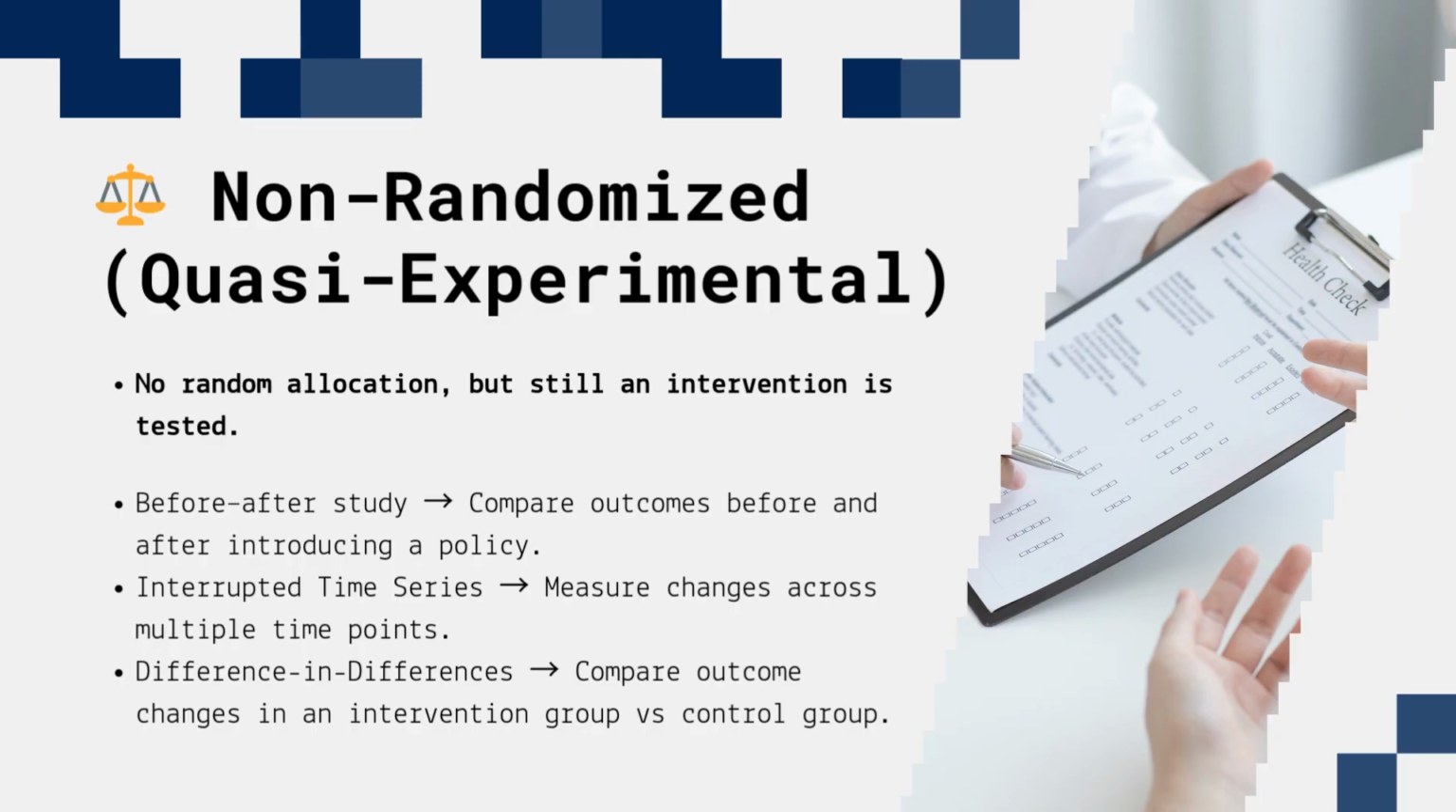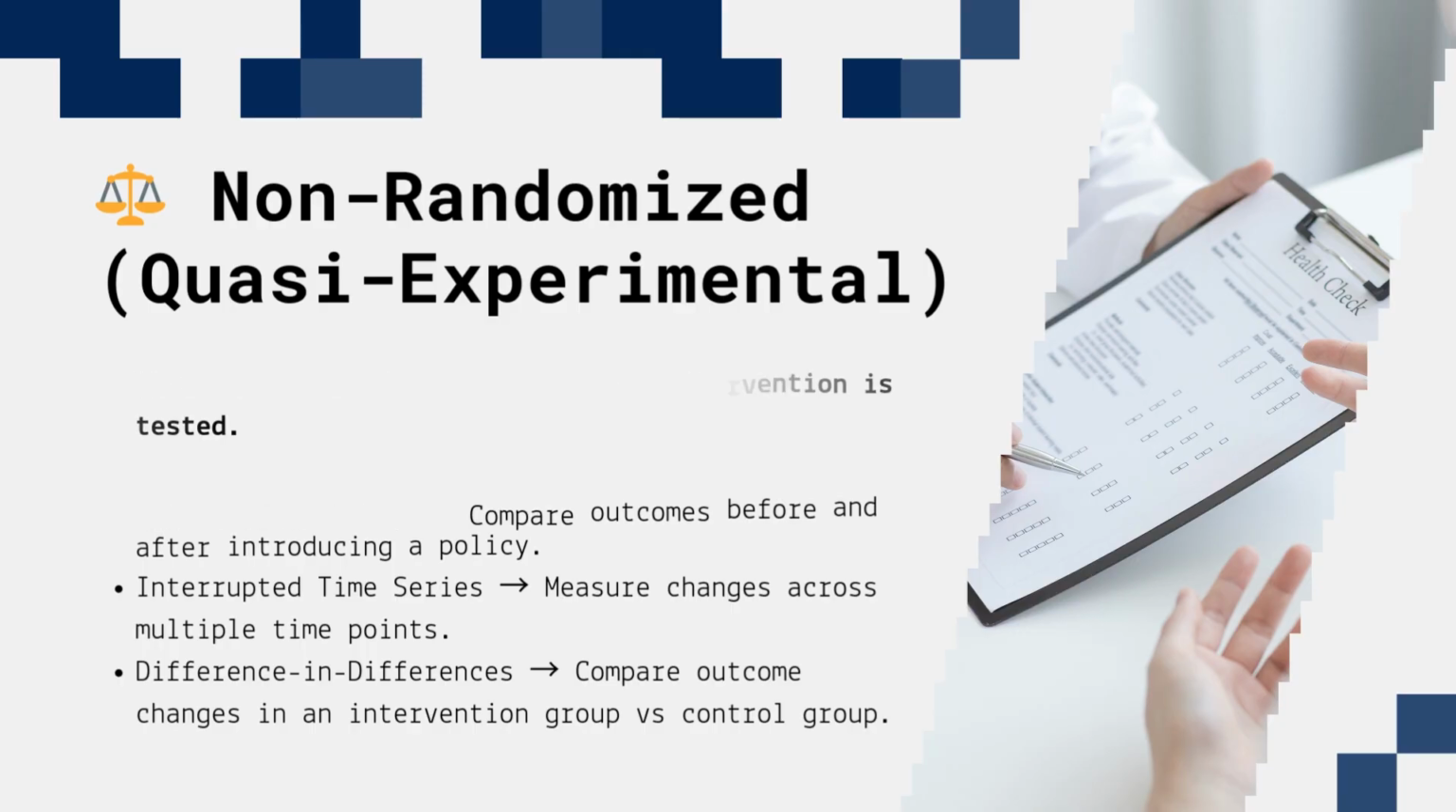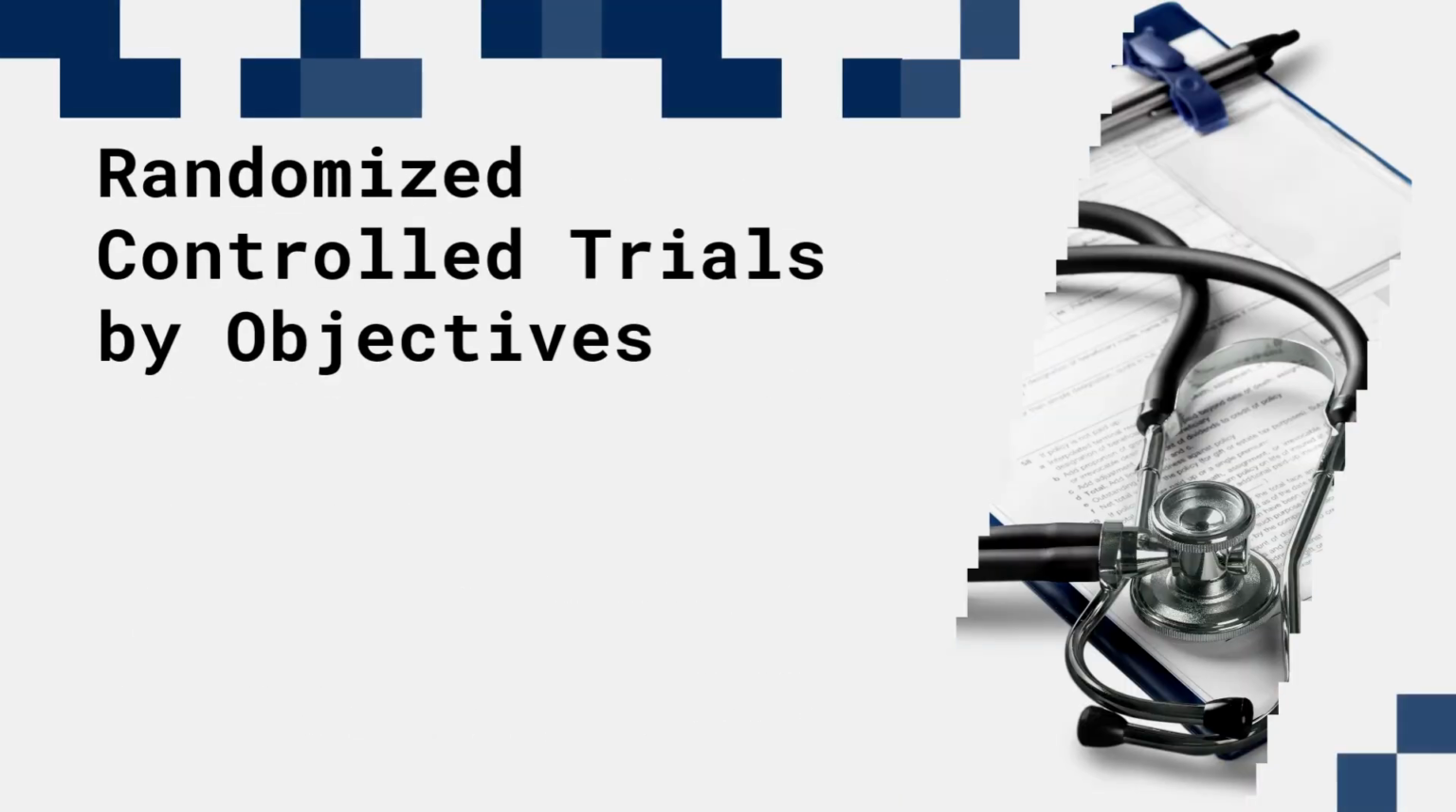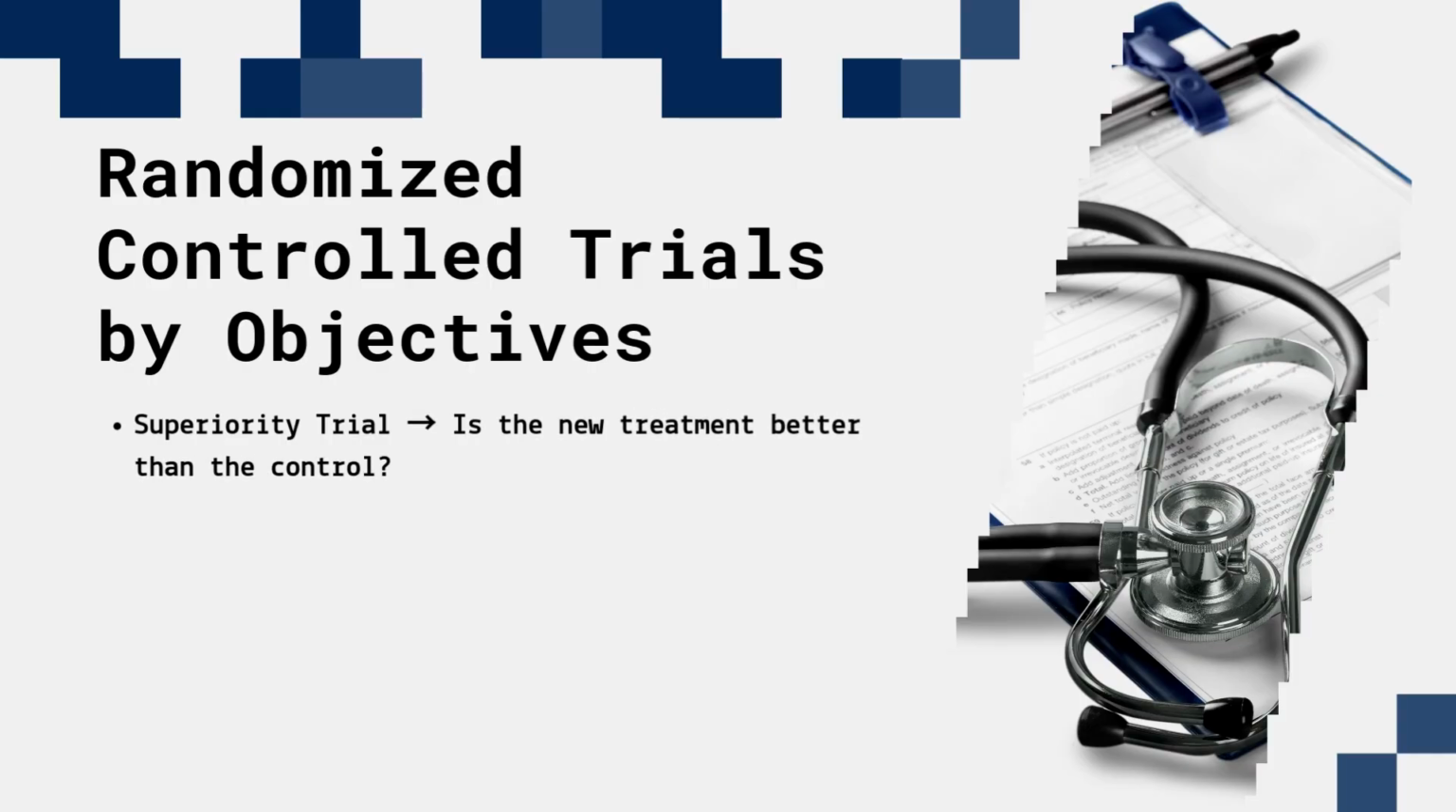Now let's consider another way to classify interventional studies, by their objective. A superiority trial is designed to prove that a new treatment is better than the control. For example, a new cancer drug showing higher survival rates compared to chemotherapy.